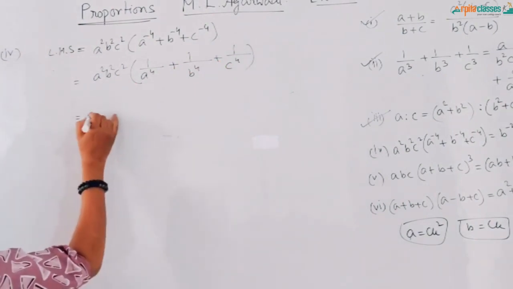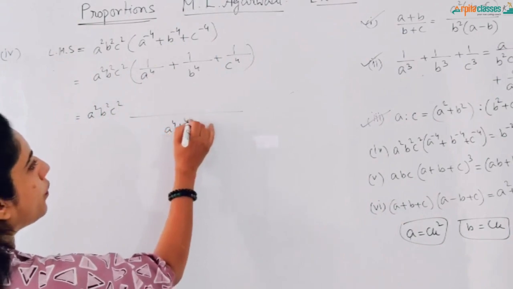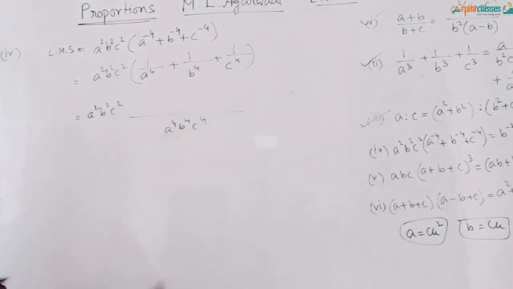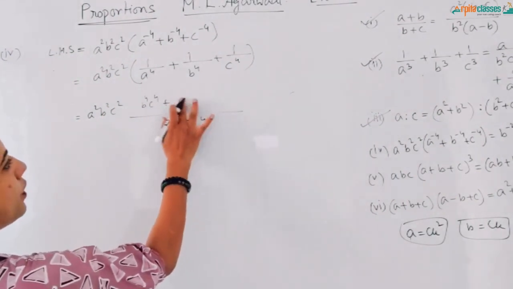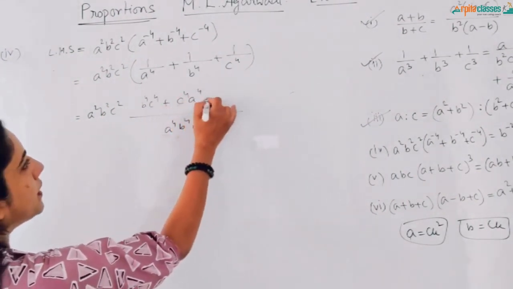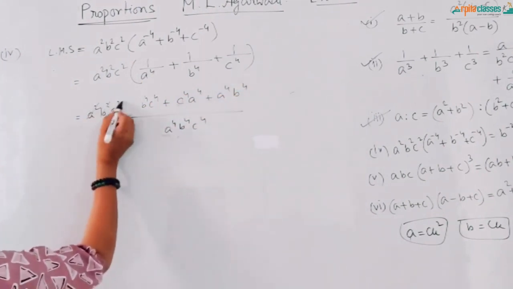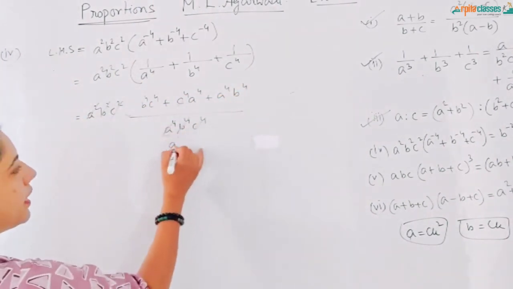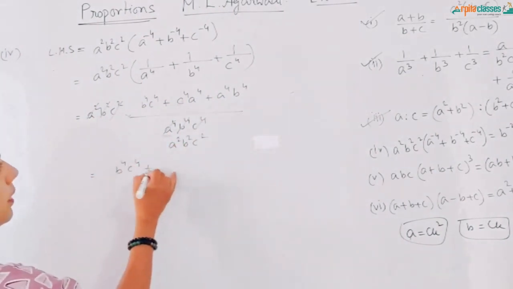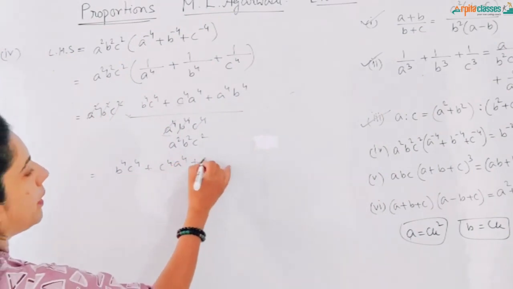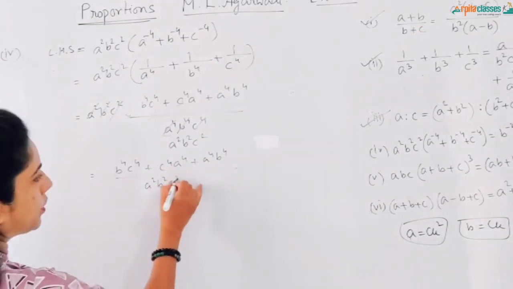So first of all we are going to take LCM over here. This is A4, B4, C4 as the LCM. So here we get B4, C4 plus C4, A4 plus A4, B4. This will get cancelled. Here we'll get A square, B square, C square. So we get B4, C4 plus C4, A4 plus A4, B4 upon A square, B square, C square.